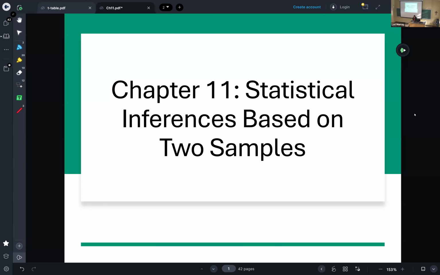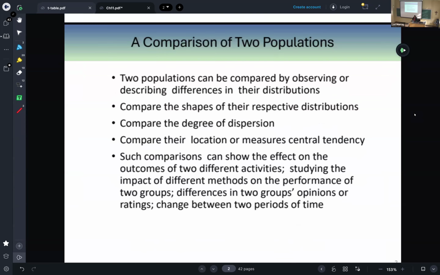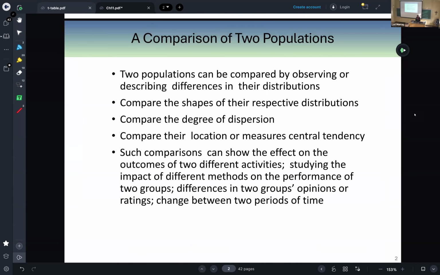All right, so chapter 11, statistical inferences based on two samples. Comparing two samples is a lot more common than just one sample. We can compare a treatment and a control group, like two different groups. We can look at their degree of dispersion from the formulas that we use, their location of measures and central tendency. Those words might be familiar from last term as well. And we can see if there's an effect on the outcome of the two different activities.